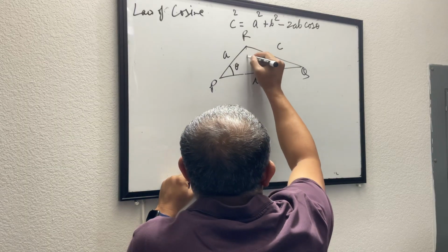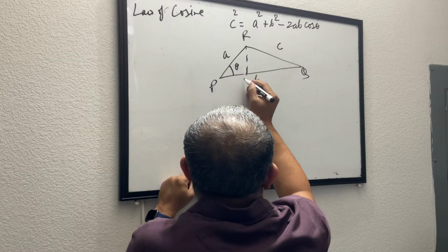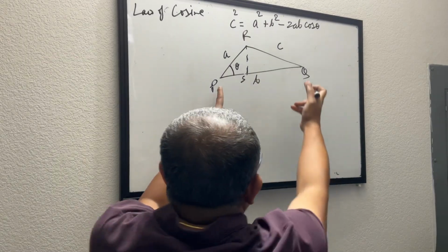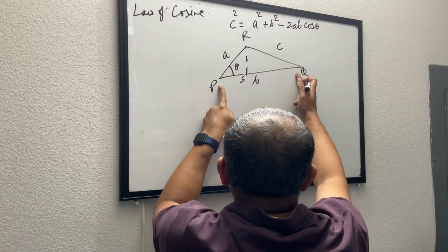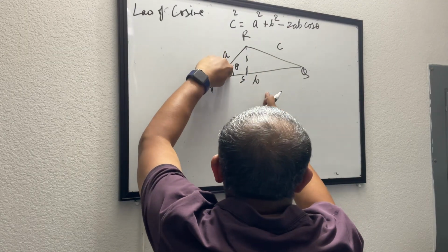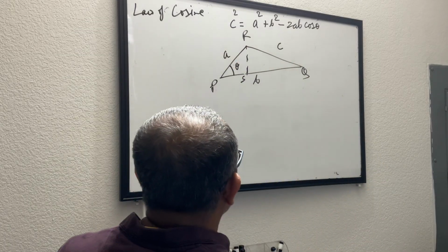Let's drop a perpendicular from here to here again. And it meets at probably point S. So this length is B, this length is A. A and B are known to us, this theta is known to us, and this is the side which we are trying to see how it works.